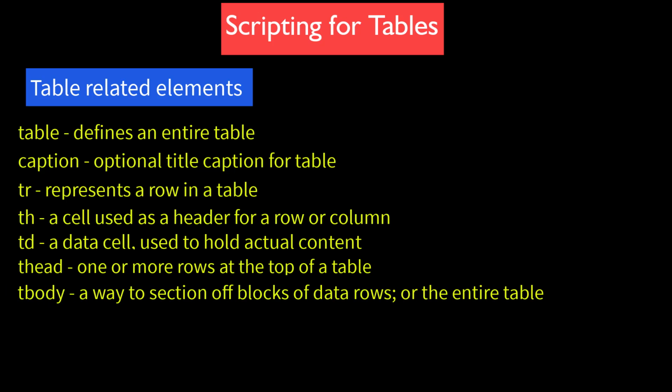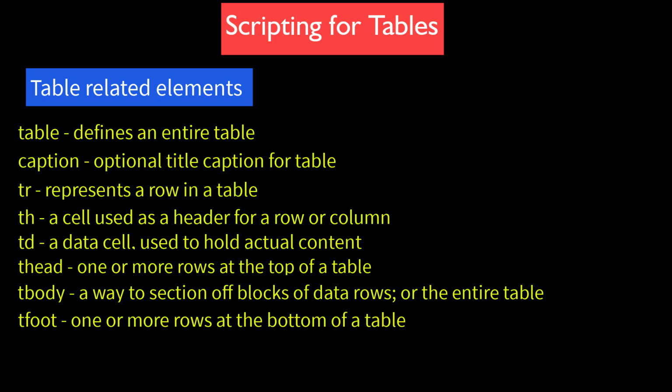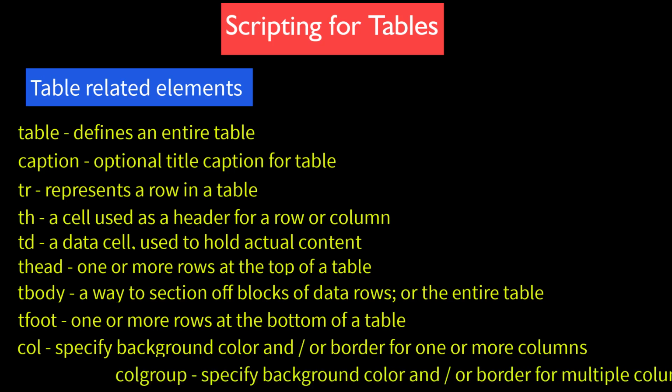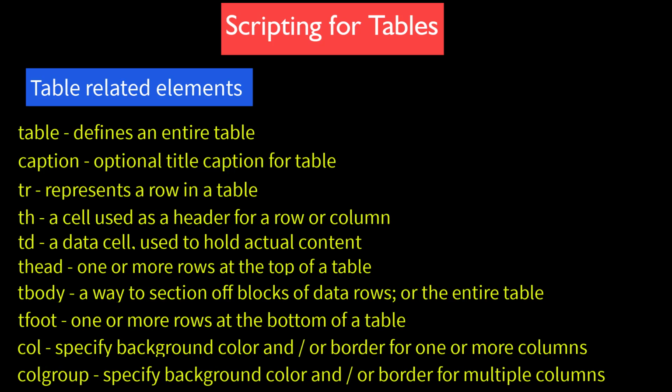Tbody is a way to section off blocks of data rows, or the entire set of data rows in a table. Tfoot is one or more rows at the bottom of a table. Col allows you to specify background color and/or border for one or more columns. Colgroup allows you to specify background color and/or border properties for multiple columns. And the properties and methods that apply to all elements also include these, of course. But there are some additional properties and methods that apply specifically to some of these.